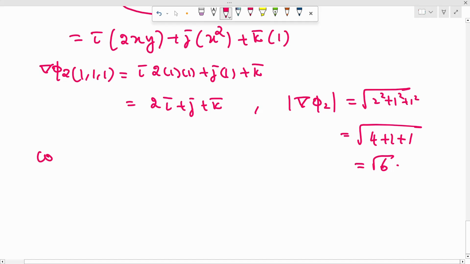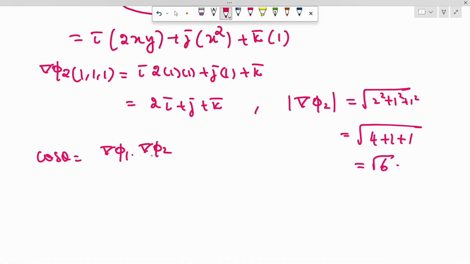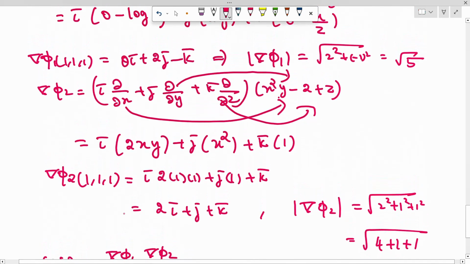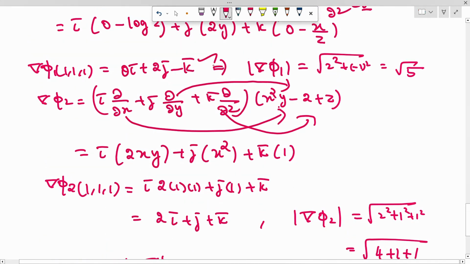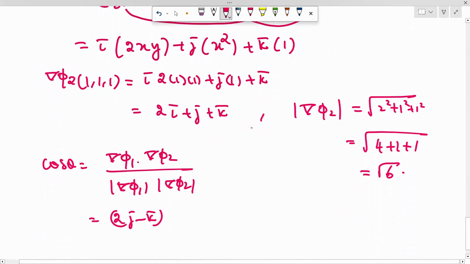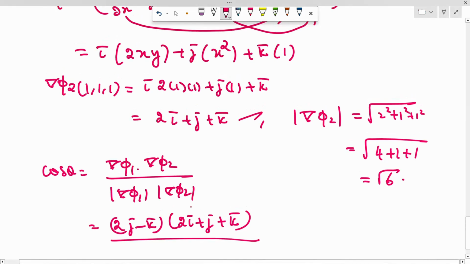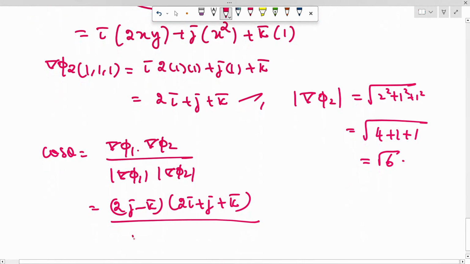We know the formula: cos theta is equal to del phi 1 dot del phi 2 divided by modulus of del phi 1 into modulus of del phi 2. Del phi 1 is 2j vector minus k vector. Del phi 2 is 2i plus j plus k, divided by modulus of del phi 1, which is root 5, and modulus of del phi 2, which is root 6.